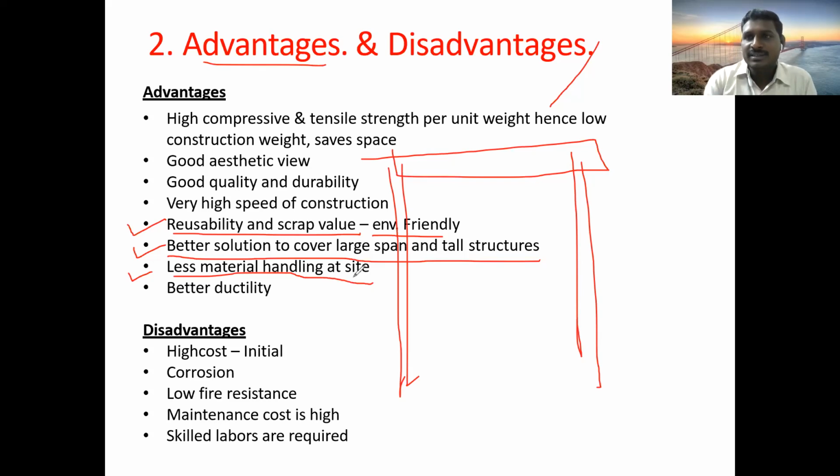If you have to prepare the concrete, okay, see, if we're talking about the less material, so less material, it means what? If we construct concrete, what happens? We have to purchase sand, we have to purchase aggregate, we have to purchase cement, and all this material we have to dump on site and we have to make a concrete.